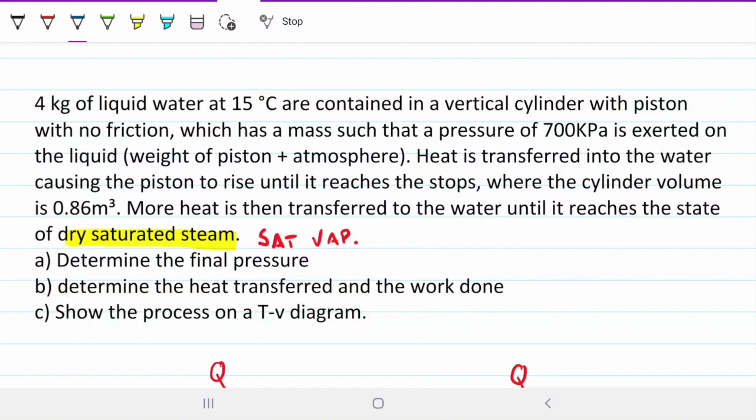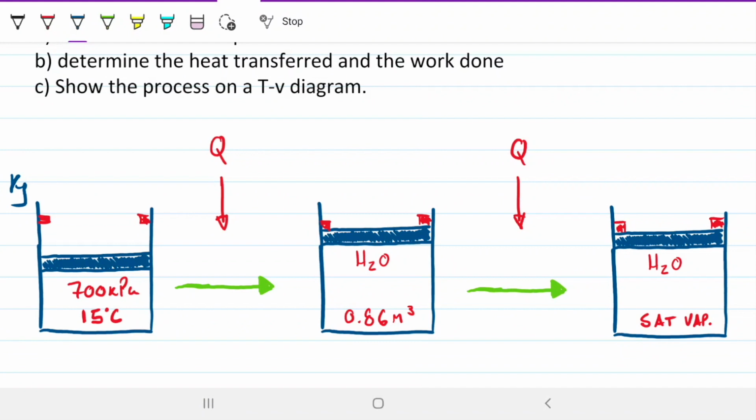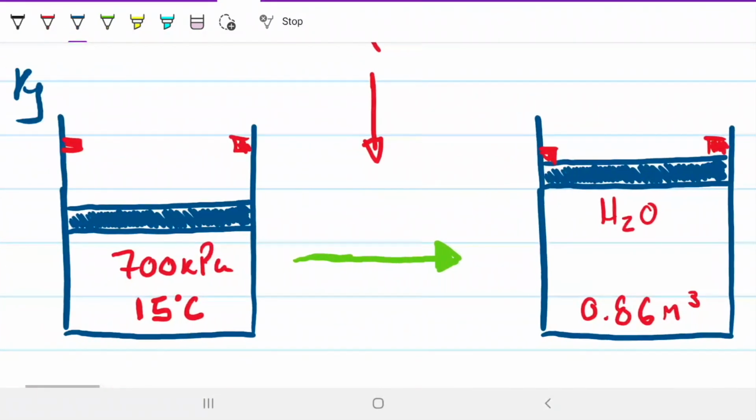We are to determine the final pressure, the heat transferred throughout the whole thing, the work done throughout the whole thing, and to show the process on a T-v diagram, that v being for specific volume. So I drew the problem here. We initially start at 700 kilopascals and 15 Celsius.